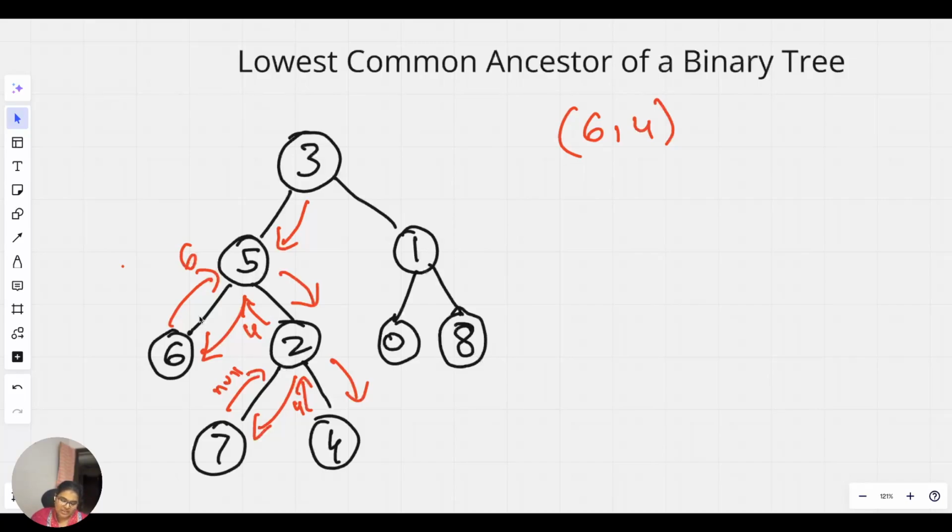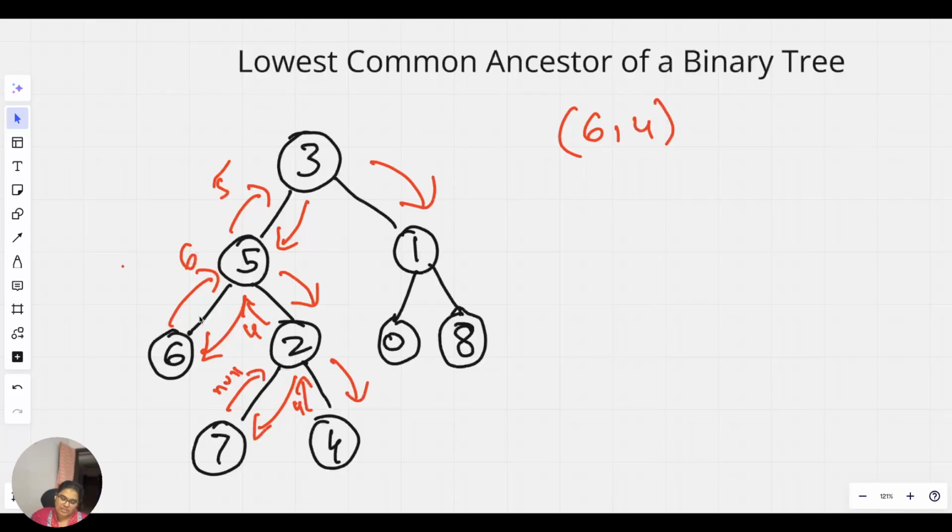2 has 4 on the right, but left is null, which is why we returned 4. As soon as we find nodes on the left side and right side of its tree, that is its common ancestor. So we will return 5. Now we finish processing the left side of the tree. We go to the right.